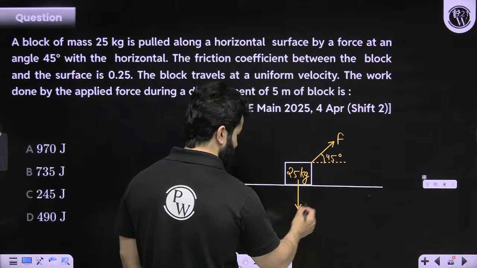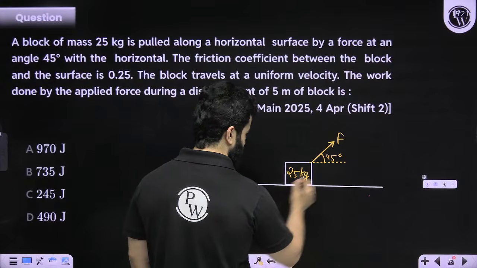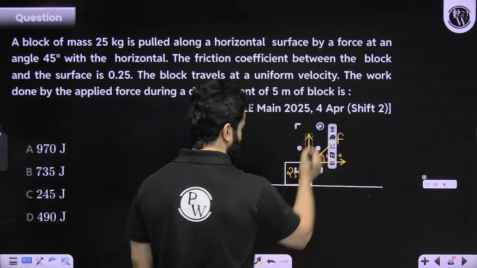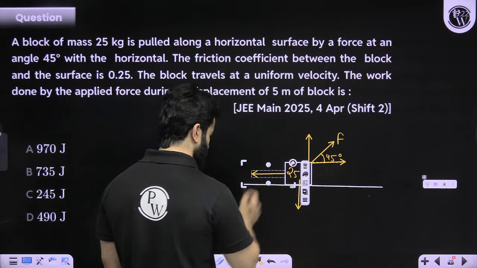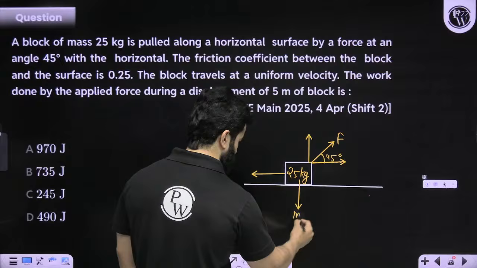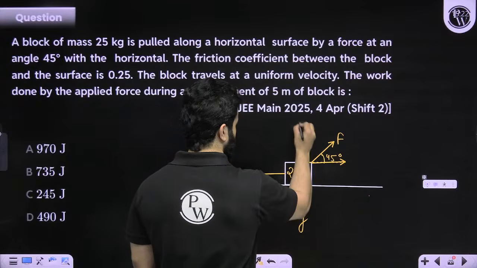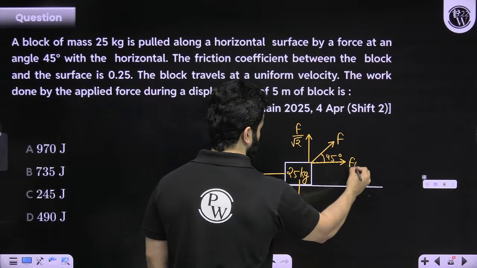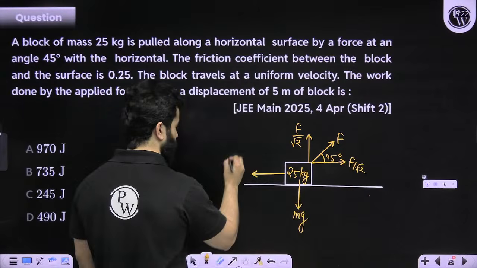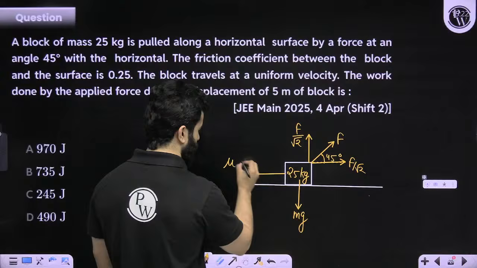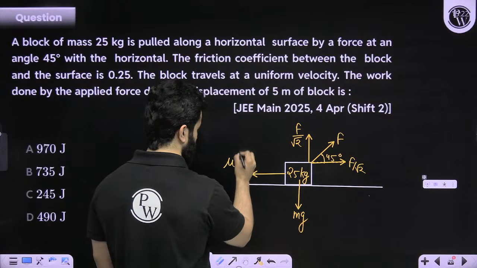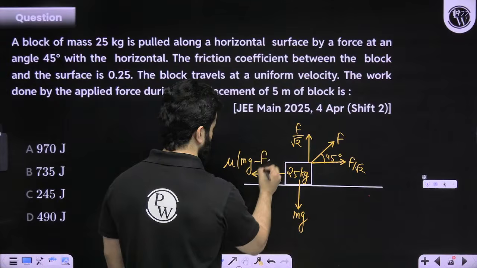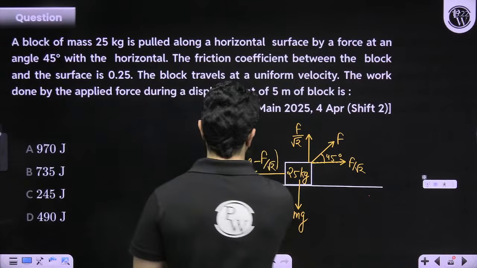There will be mg, there will be F cos 45, there will be F sin 45, there will be the friction force, right? So this is mg, this is F by root 2, this is also F by root 2, and this is mu times the normal reaction, and the normal reaction is mg minus F by root 2.